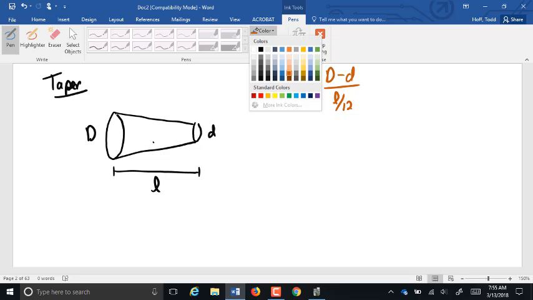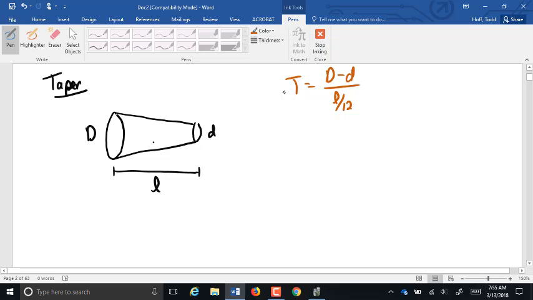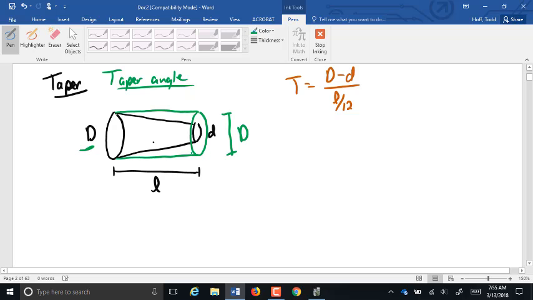But what we're concerned about today is something called the taper angle, or sometimes called the angle of taper. And what that is, let's assume we have this diameter here, which is the same as this one. So this would be a complete round cylinder, a piece of round stock. In order to create that taper, what angle would have to be created here?